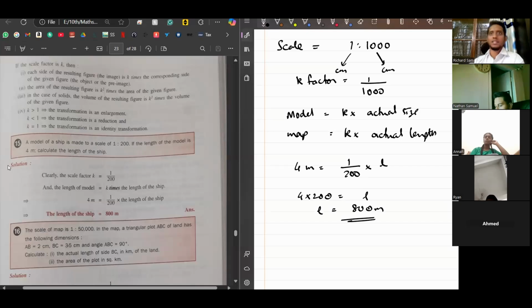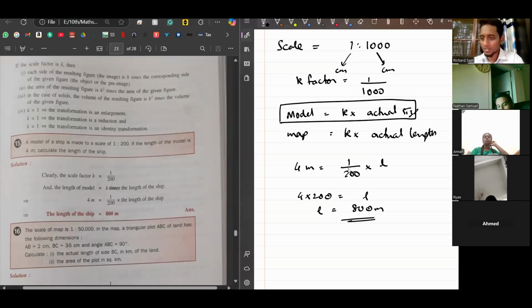So that model is 4 meters, like from here till the door is around 4 meters. That's the model ship. And that actual ship is 800 meters. It's like from here till the graveyard. It's a very long ship. But that is how K factor can be used. So this is the formula.